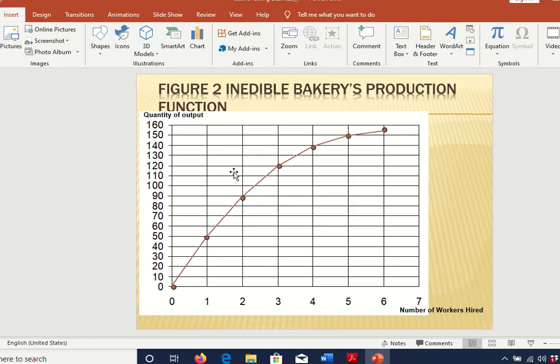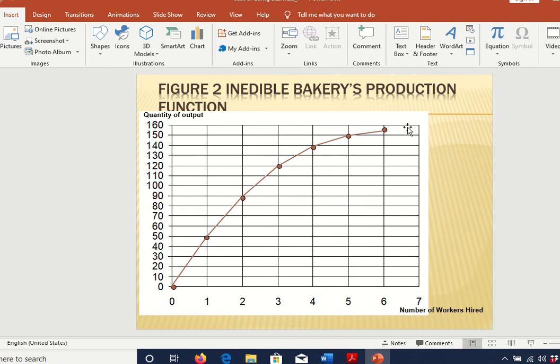So this is how a production function curve looks like. The quantity of output is on the vertical axis and the quantity of input, in this case the number of workers, is on the horizontal axis. Then using the table, we can have several data points here. When the company hires no workers, we get no cookies. When the company hires 1 worker, we get 50 cookies in an hour. 2 workers, 90 cookies in an hour. And then 3 workers, 120 cookies in an hour, and so on and so forth.